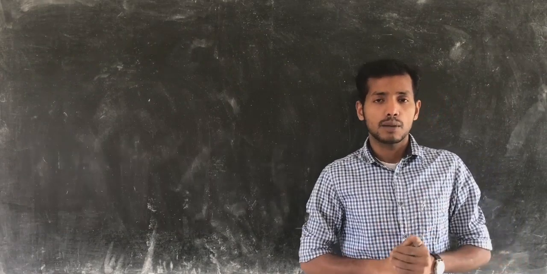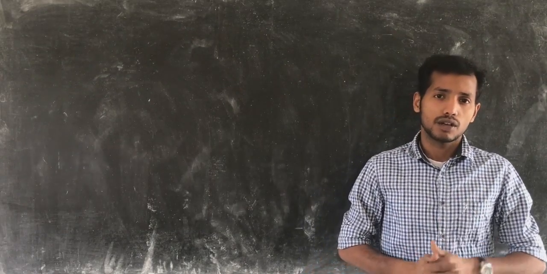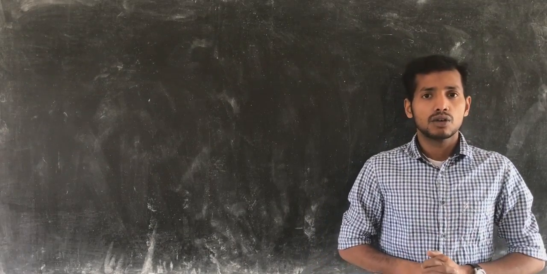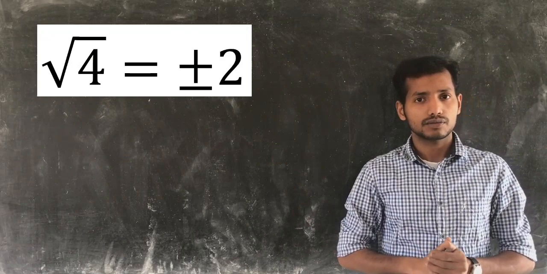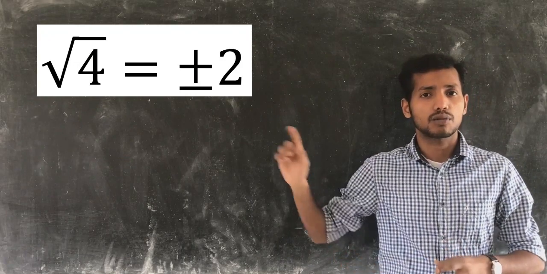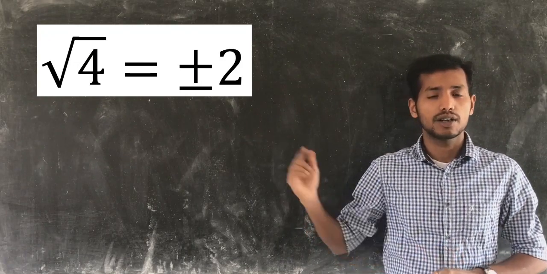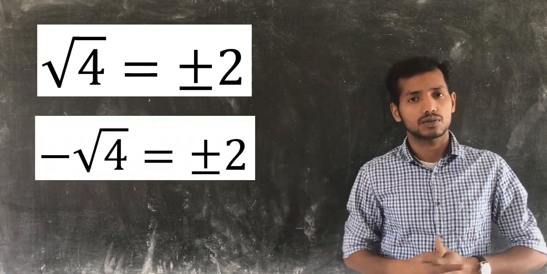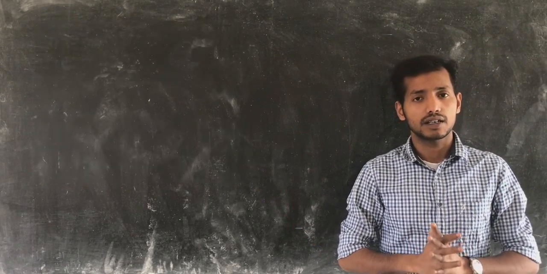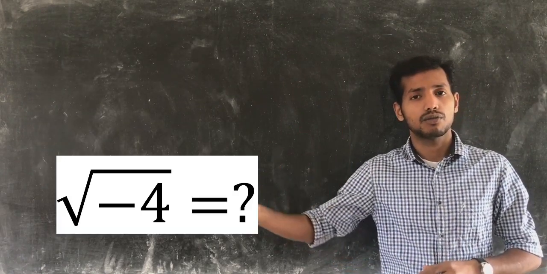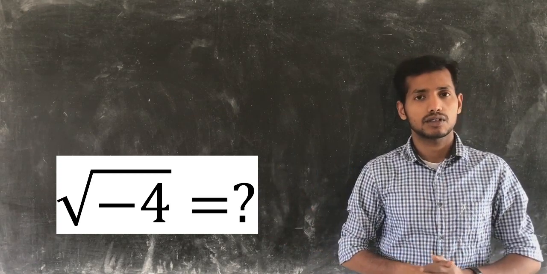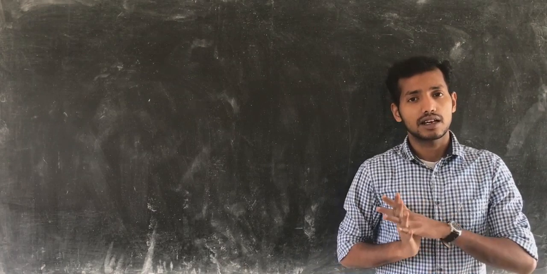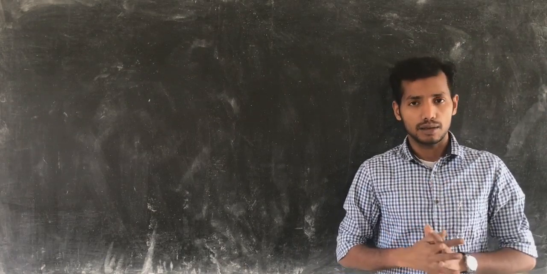Now my question is, is there any other kind of number system other than real numbers? Yes, let's take an example. What is root 4? Root 4 is equal to plus or minus 2. And what is minus of root 4? Which is also plus or minus 2. Then finally, what is the square root of minus 4? We cannot find the square root directly because these are not real numbers.